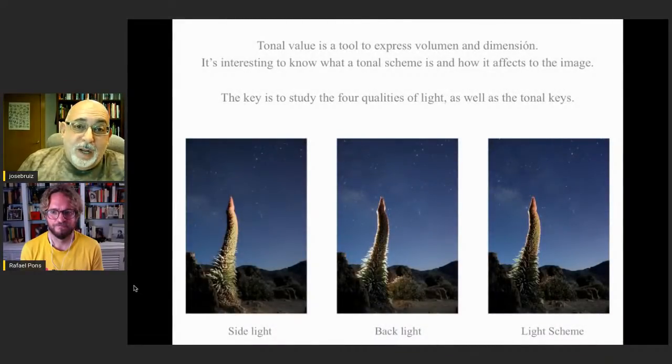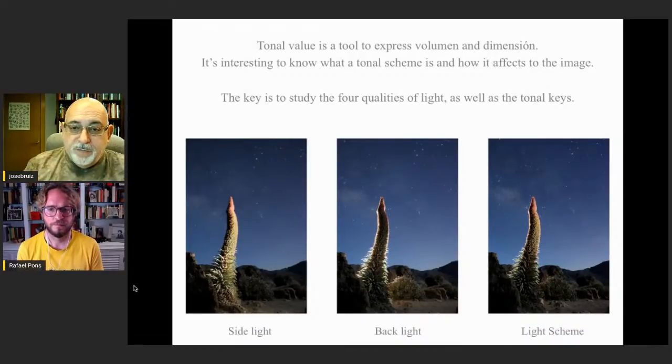So to learn about tonal value, as I told you, you need to learn about light. This is a light scheme from side light, backlight, and then both together, and fine-tuning the intensity of the two directions. So it's about direction, it's about the quality, because it's a harsh light, it's a torch, so it has to be managed very carefully. And then we achieve this kind of light scheme at the end that gives you the feeling of popping out of the frame.